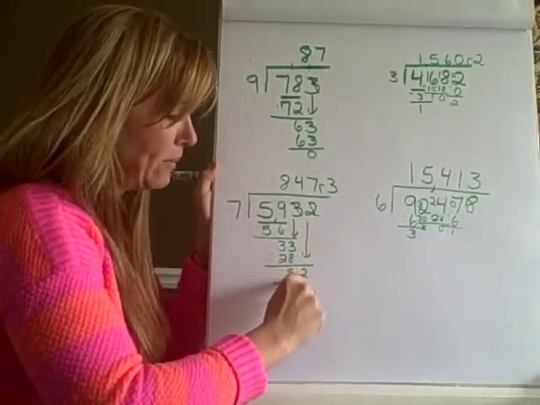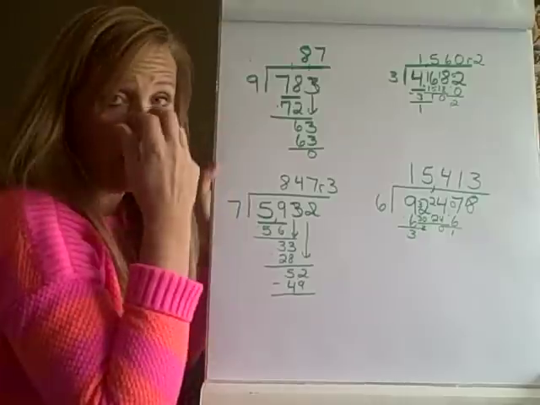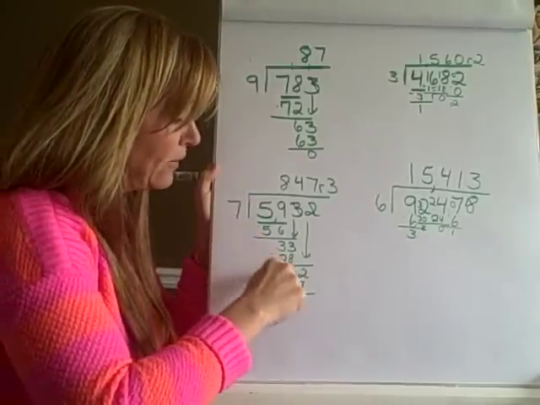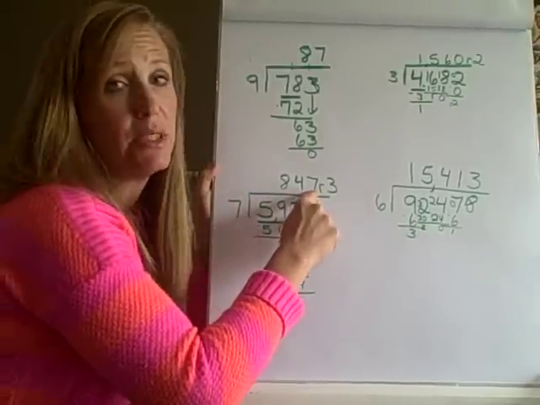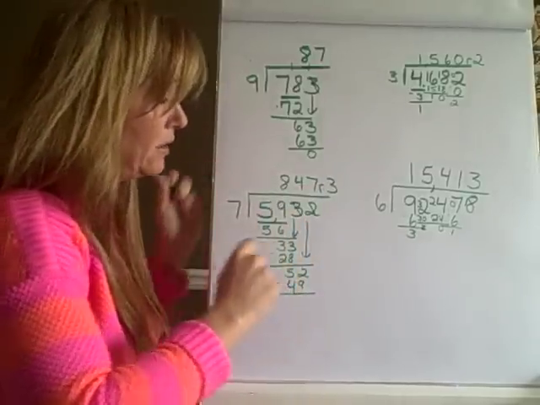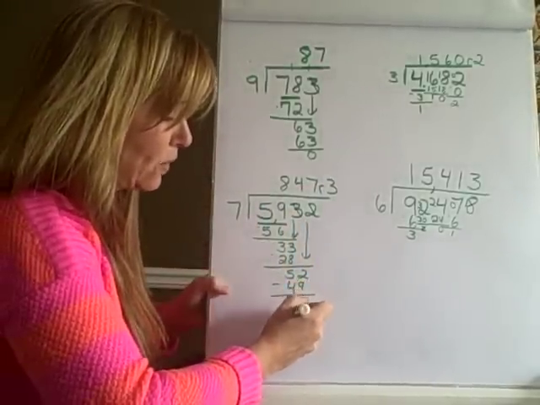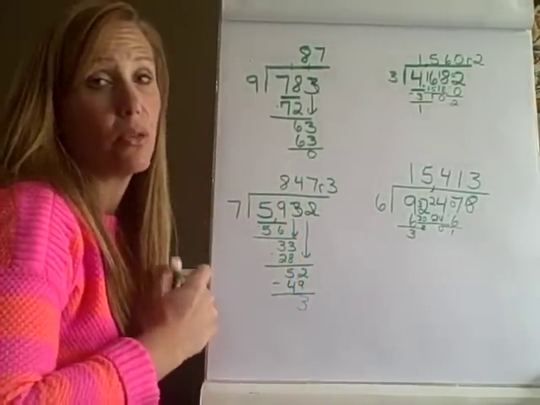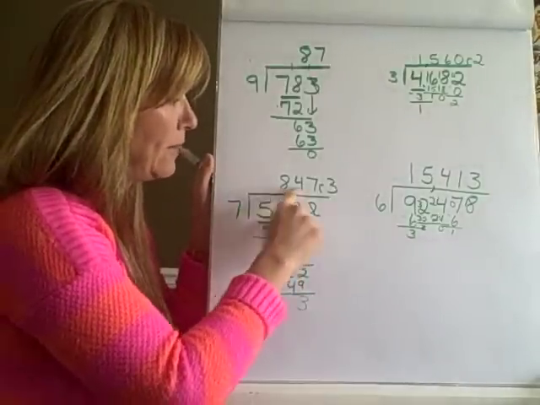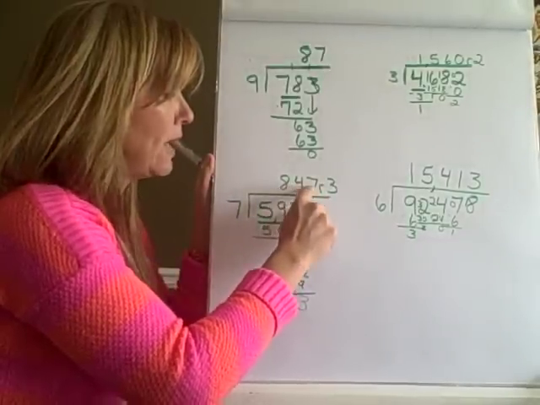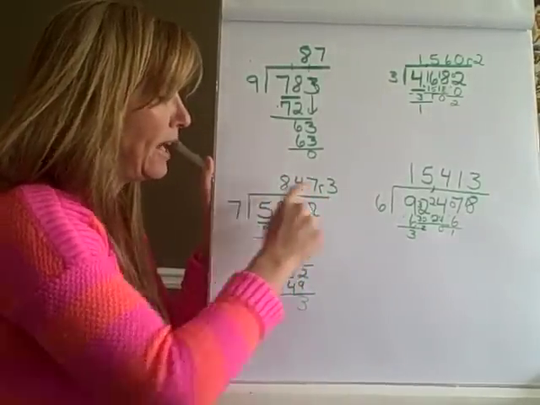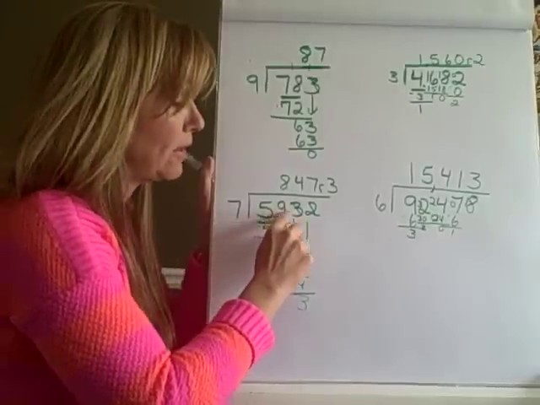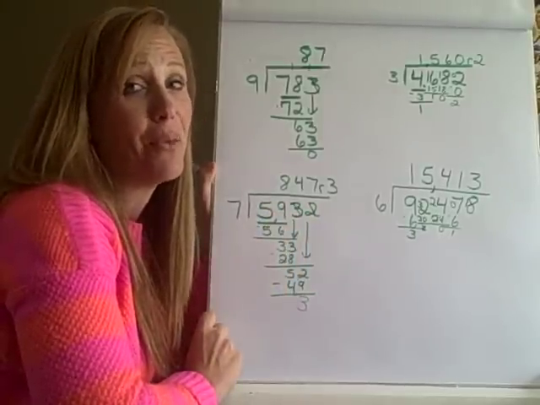Then I crossed out and brought down my 2. See how their numbers are all lined up so neatly over the place value? 7 goes into 52 7 times. 7 times 7 is 49. And then 52 minus 49 is 3. So I had a remainder of 3. All right, then if I take my quotient, 847, multiply it by 7, and add 3, I do indeed get 5,932. I hope you got that one.